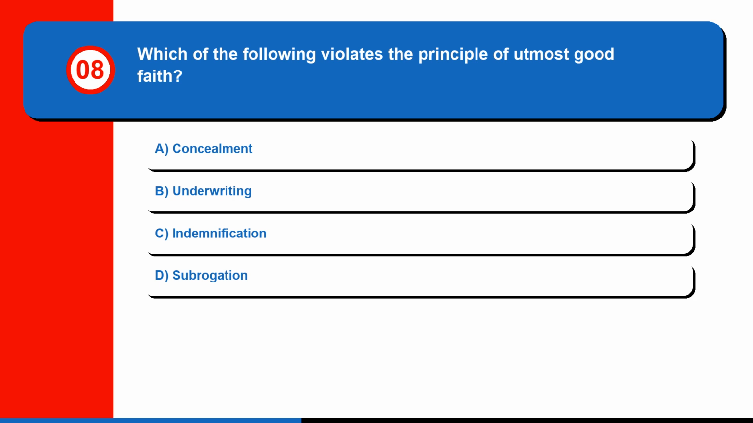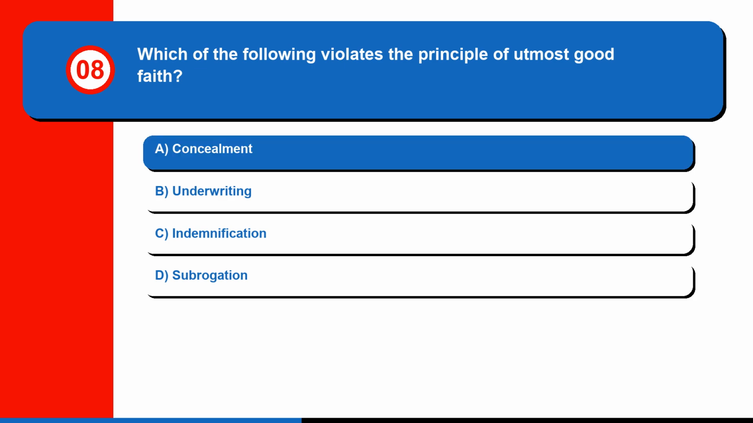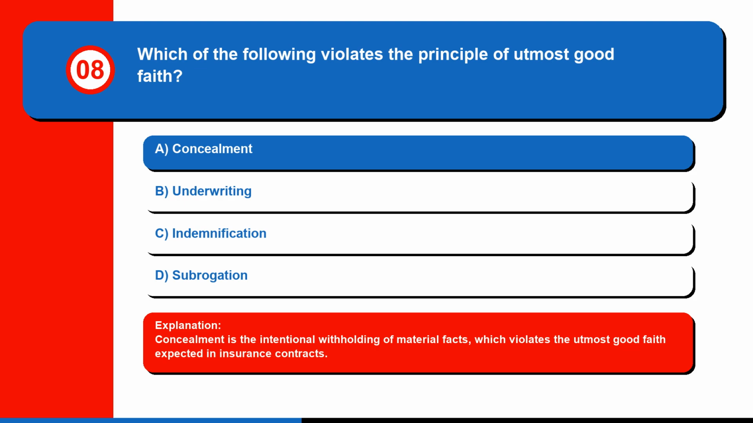Question 8. Which of the following violates the principle of utmost good faith? A. Concealment. B. Underwriting. C. Indemnification. Or D. Subrogation. The correct answer is A. Concealment. Concealment is the intentional withholding of material facts, which violates the utmost good faith expected in insurance contracts.